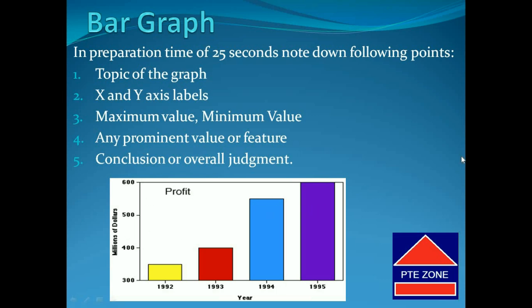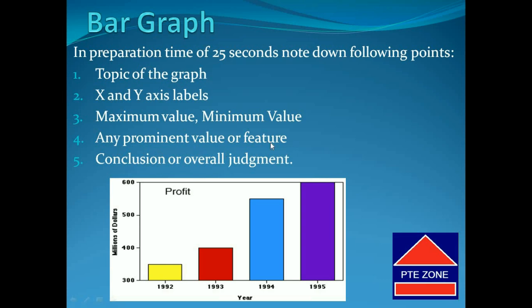So in the given 25 seconds of preparation, when you come across a bar graph, the things that you need to note down are the topic of the graph. In this, the topic is profit. The x and y axis labels. So the x axis label is year and the y axis label is millions of dollars. Maximum value and minimum value. So the maximum value is $600 million and the minimum value is around $350 million.